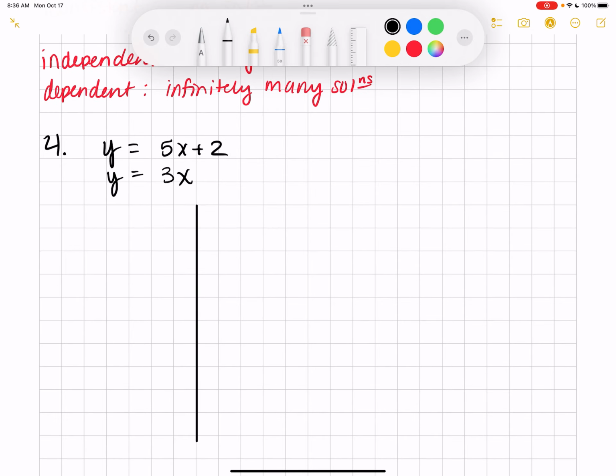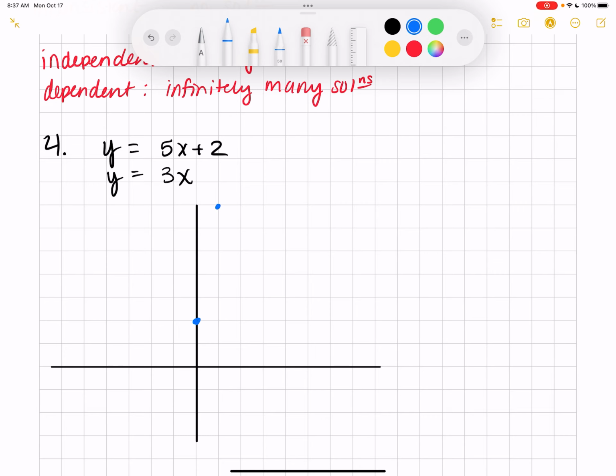I usually end up overestimating a little bit of what I actually need when it comes to these because you never know where the intersection is actually going to occur. I like to do my lines in 2 different colors, but it's up to you. If you just want to do them in pencil, that's also fine. So for my first line, that's going to be a y-intercept of 2. And then I have a slope of 5, so I'm going up 5 and right 1. 1, 2, 3, 4, 5. Or down 5 and back 1.